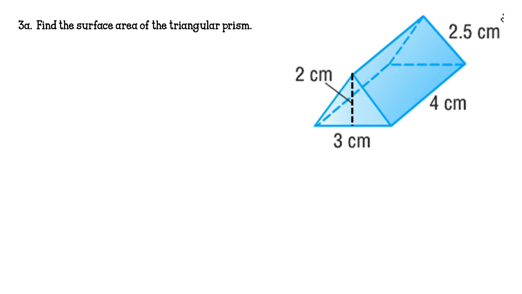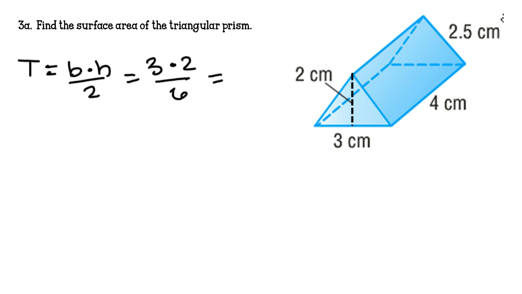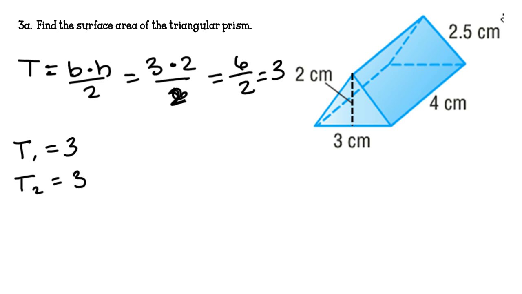Okay, 3A. We're going to find the surface area of a triangular prism. So again, I take my triangle, and to find the area of a triangle, I have the base times the height, divide by 2. My base is 3, my height is 2, divide by 2. 3 times 2 is 6, divide by 2 is 3. So the area of my triangles, so T1 is 3, T2 is 3. Then I'm going to find my rectangles.